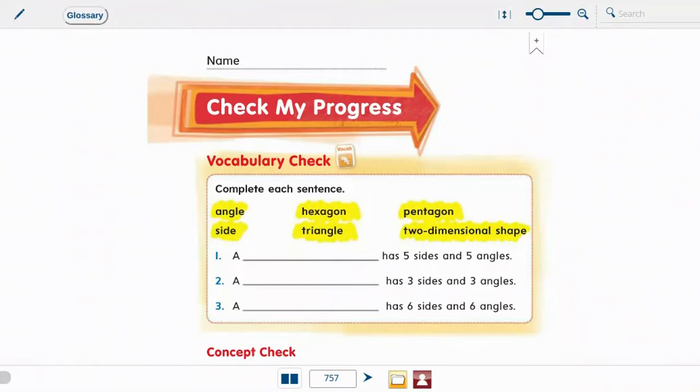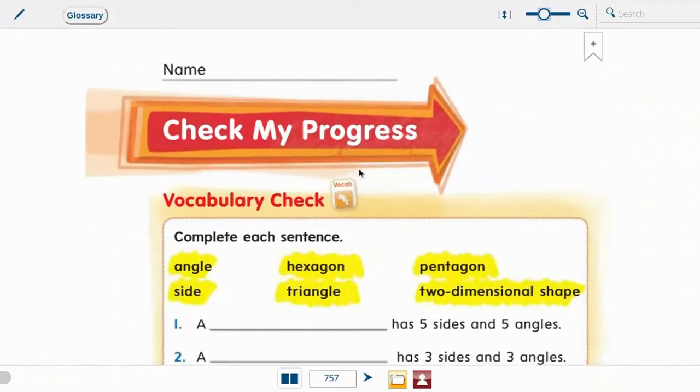Now, at this point, you should have already done Chapter 12, Lesson 1 and Lesson 2. If you haven't done those, go back and watch those videos and do those lessons now, because this is just going to be going over what we learned in those chapters. And so I want you to make sure you've got the information that you need to be able to complete it.